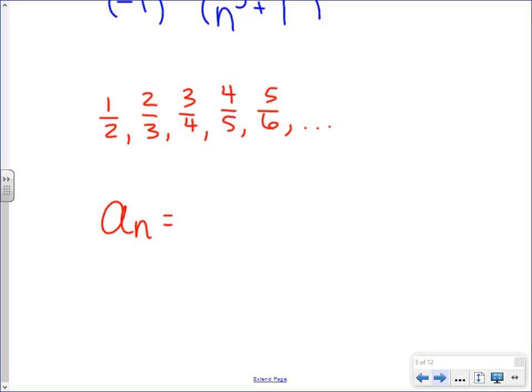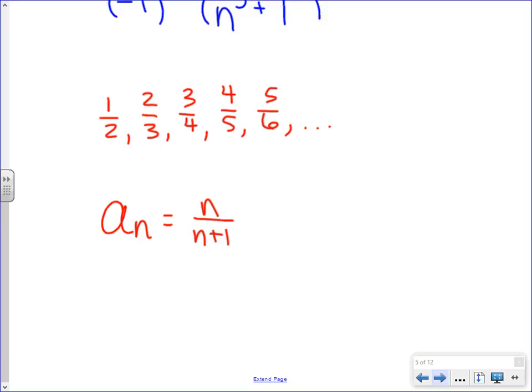Okay? If I gave you something like this, how would we write the rule? Darby? N over n plus 1. Okay, good. We plug in 1, we get 1/2. We plug in 2, we get 2/3. We plug in 3, we get 3/4. That would be one that I would hope that you can get. Now, remember, these are going to take some practice, so just be patient when you're doing your homework tonight.